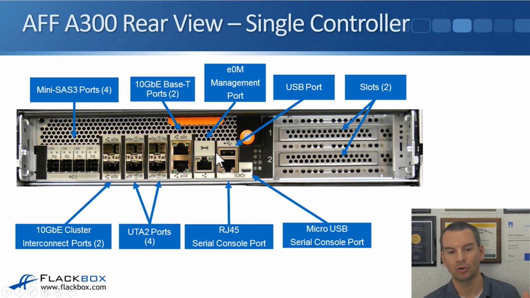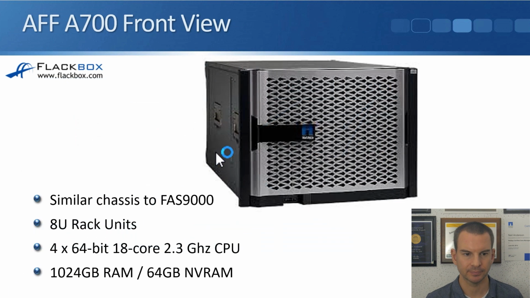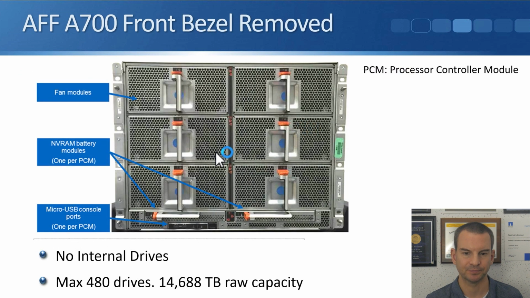There's going to be another controller, again identical to this, underneath in the same chassis. Next model we've got is the A700. This is the big boy of the current range. Similar chassis to the FAS 9000. They're both the same size. That's 8U rack units. This is per HA pair: 4 times 64-bit, 18-core, 2.3 gigahertz CPU, and it's 1024 gig of RAM and 64 gig of NVRAM.